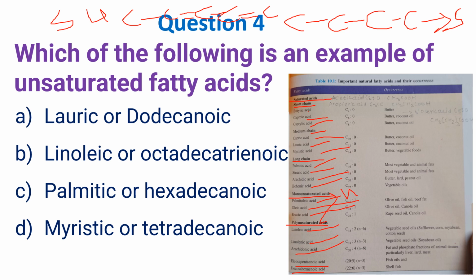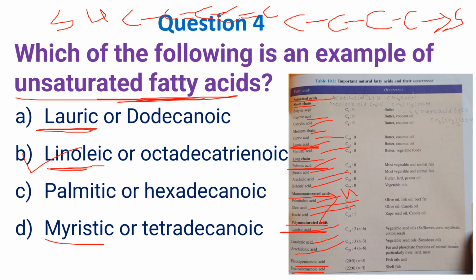Move to the options. What is the example of an unsaturated fatty acid? Lauric. Lauric is an example of a saturated fatty acid, a saturated medium chain fatty acid. Linoleic, this one, is the unsaturated fatty acid. And palmitic is a long chain saturated fatty acid. And myristic is a saturated fatty acid. The correct answer is linoleic, option B.